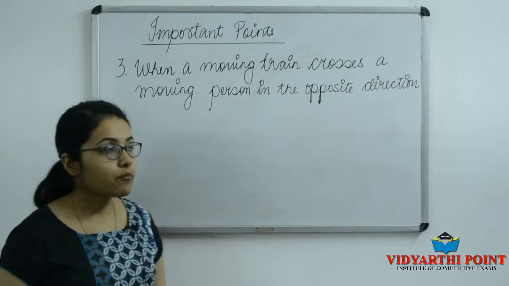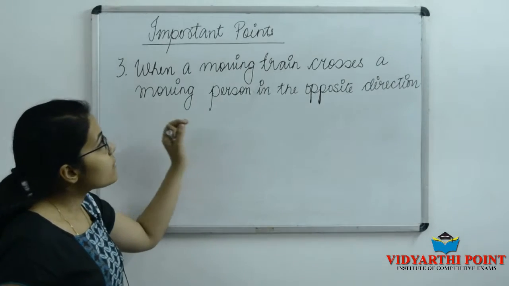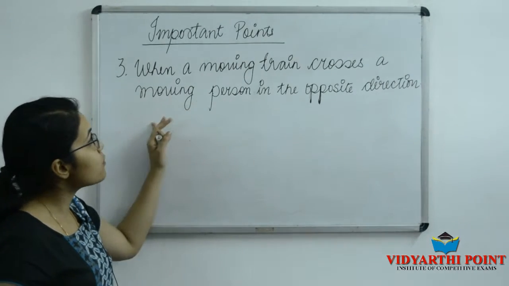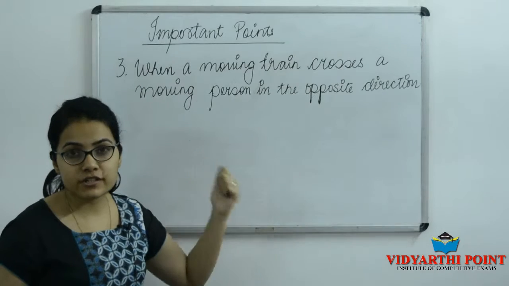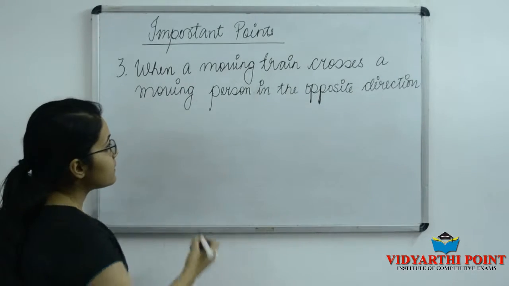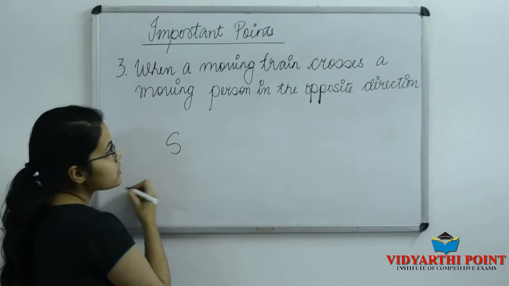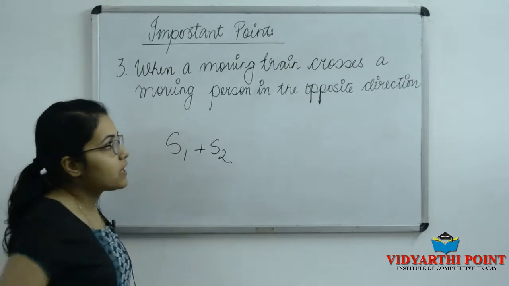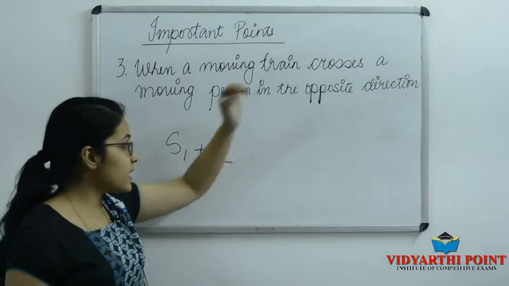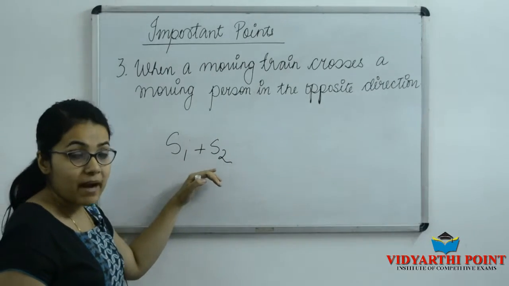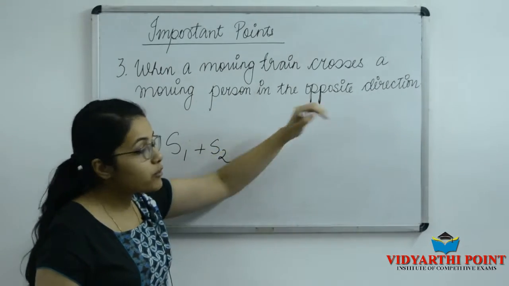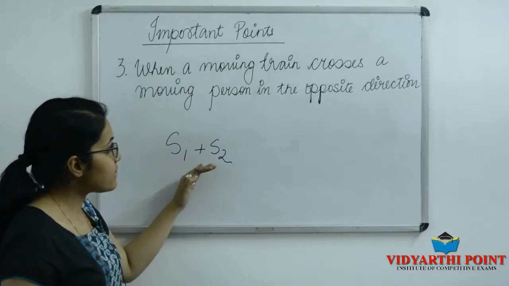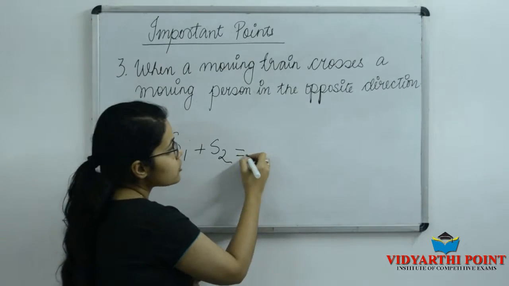Now let us look at point number 3. When a moving train crosses a moving person in the opposite direction, again here the speed is S1 plus S2. If it is in the same direction, then the speed was S1 minus S2, but in the opposite direction it is S1 plus S2 equals to.